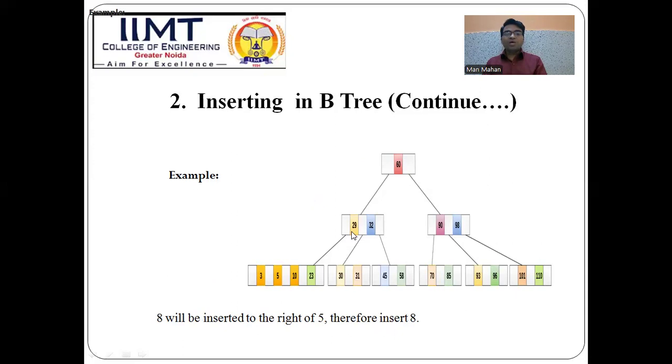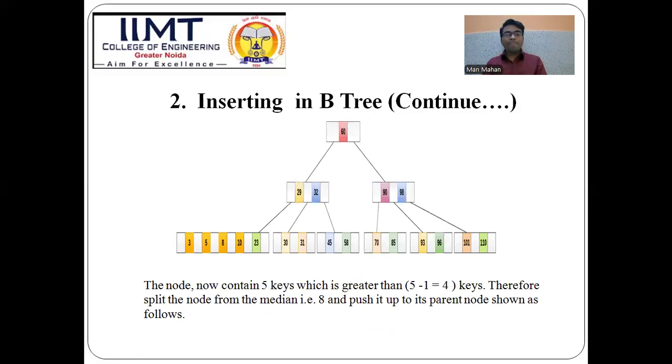On the left-hand side, we have 29 and 32. So we compare with 29. 8 is less than 29, so we move to the left subtree of 29. Here the values are 3, 5, 10 and 23. So we insert the value 8 in the particular node. The node now contains 5 keys, which is greater than 5 minus 1, equal to 4 keys. Therefore, split the node at the median, 8, and push it up to its parent node.